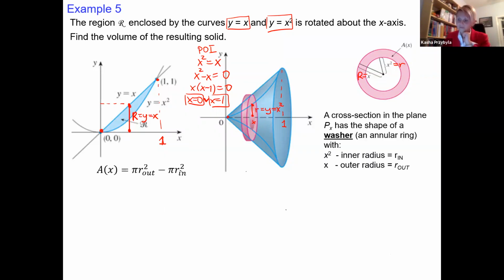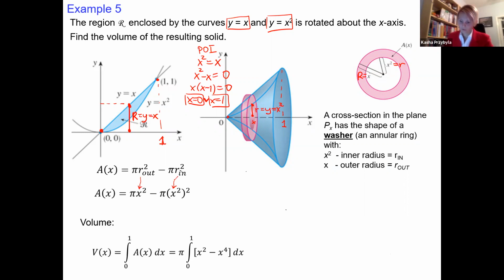Then the cross-sectional area is just pi r squared minus pi r squared, outer and inner. X is outer and inner is x squared. Everything is in terms of x, perfect. And we put this into the integral from 0 to 1. This means we will just integrate. I put pi outside, and this is x squared minus x to the power of 4.